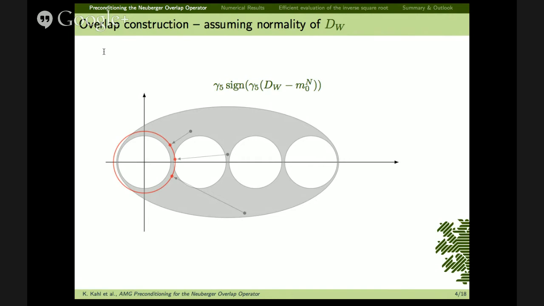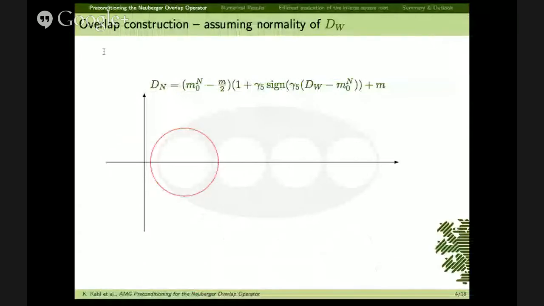Okay. And this is one of the interesting and surprising findings that I had when I thought about all of this. It comes in a minute, that it's actually, I think, quite reasonable to assume that your operator is at least not far from normal. Okay?